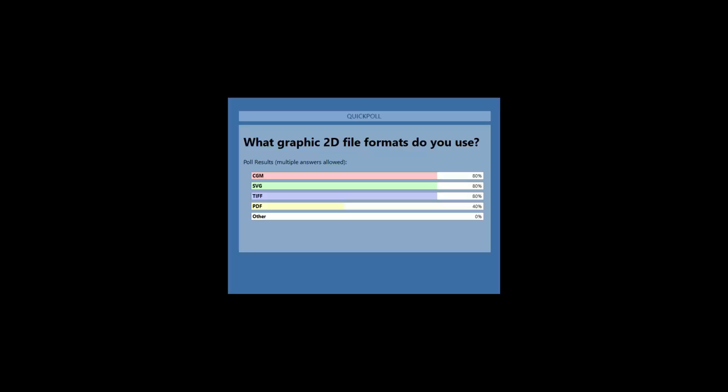Oh, here we go. So yeah, 80% CGM, so 50-50. That's good. And with TIFF as well. So that kind of makes sense, because all those formats, if you're in S1000D, are all part of that spec. And PDF has become more and more popular as an interchange format with, say, Adobe Illustrator. So those numbers kind of make sense.